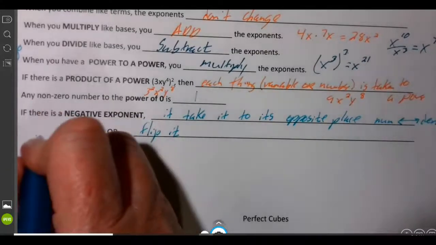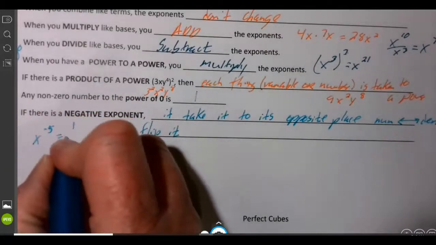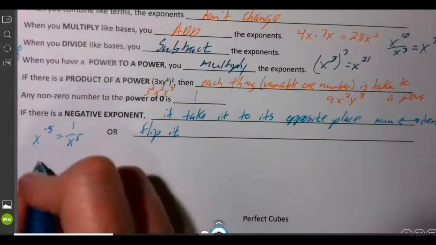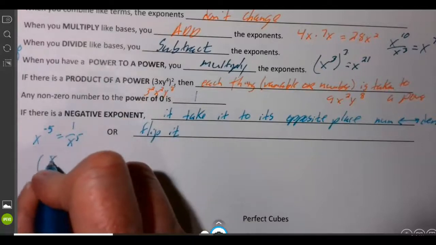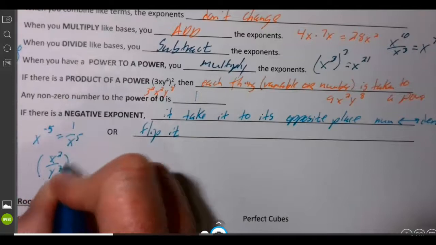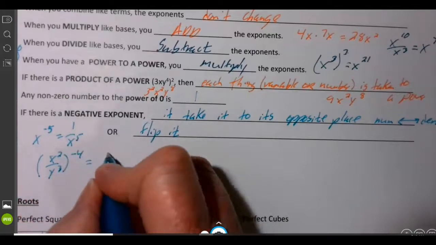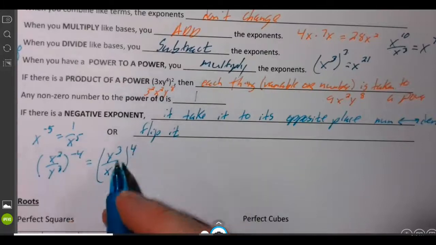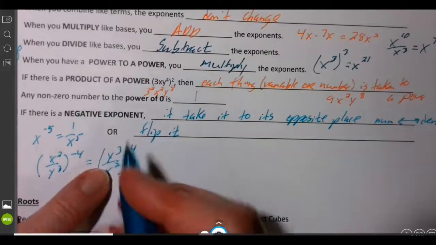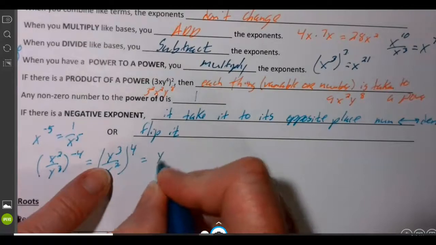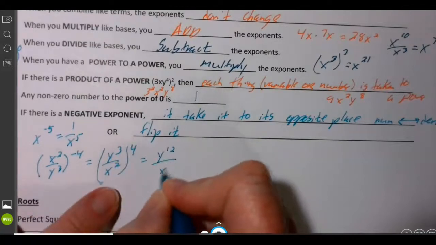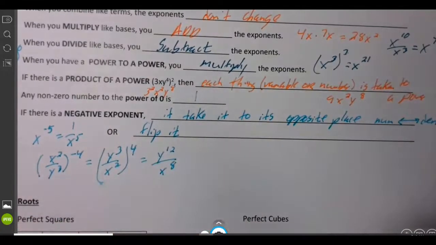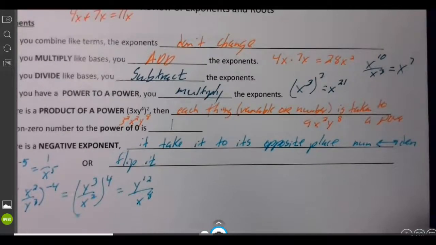So if I have x to the negative 5th, that's 1 over x to the 5th. But also if I have x to the 2nd, y to the 3rd, all of it to the negative 4, the whole thing can flip over. And then I have power of a product, so everything goes to that power. So I have y to the 12th over x to the 8th. Just to give you a little bit of that.